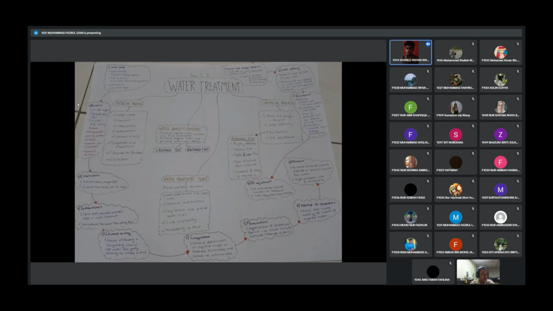So to test the water quality, there are 2 tests. Firstly is the chlorine test and bacterial test. And we also need to know the water treatment plant. Okay, next slide.